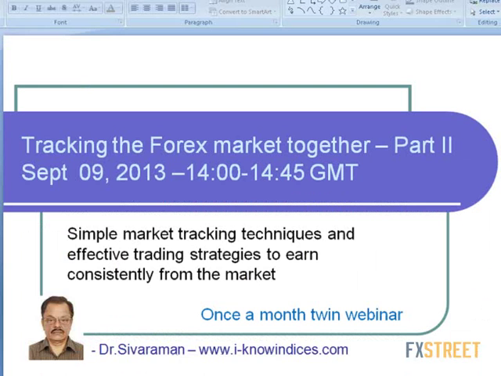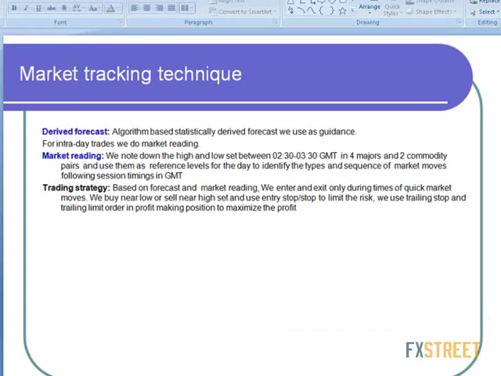So now the derived forecast, I explained to you how effective it is. You are able to understand all the 3 sessions. I just showed it. And then on the market trading, as I told you, we note down around 3:30 GMT the initial lows and highs in all the 4 majors and 2 commodity pairs, and try to find out how exactly they are going to make the moves in each and every session in terms of GMT. And then afterwards, we use the trading strategy.